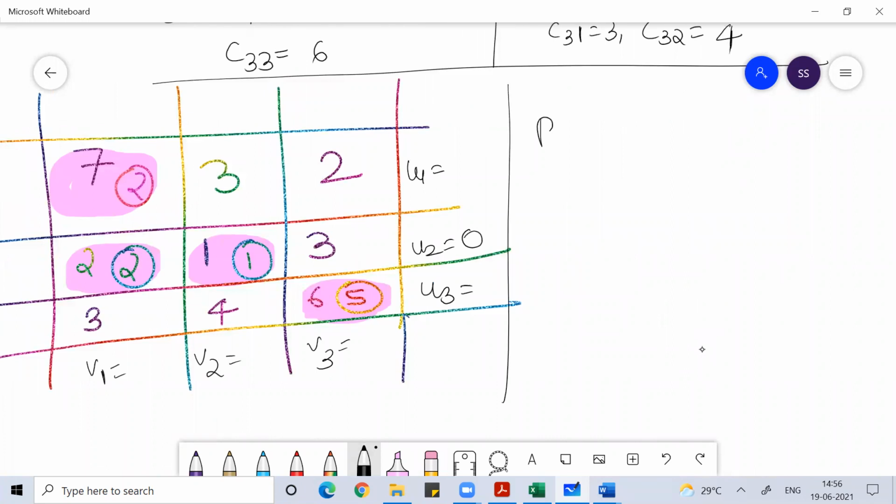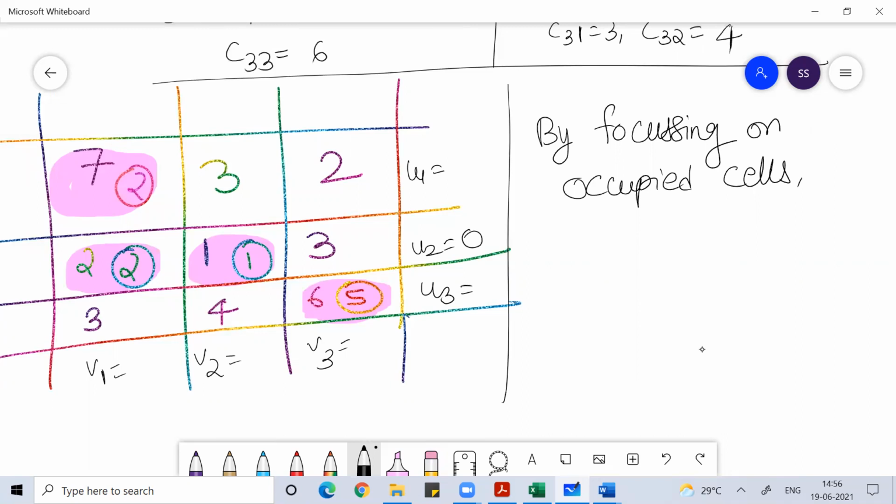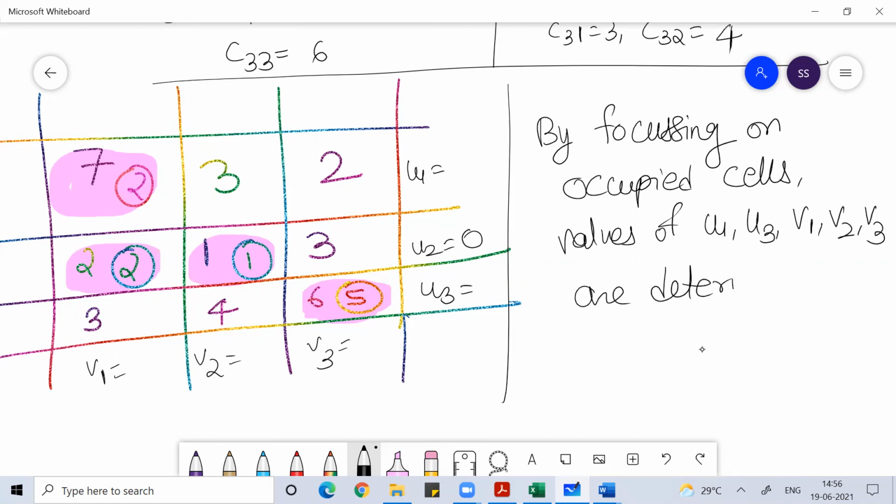So by focusing on the occupied cell, the values of U1, U2, U3, V1, V2, V3 are determined. Here, anyone, any doubt?